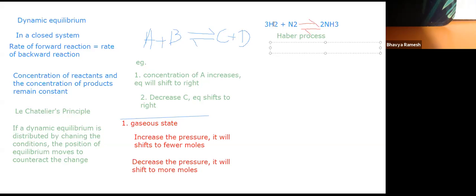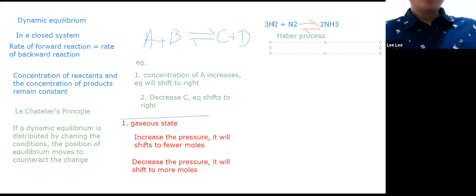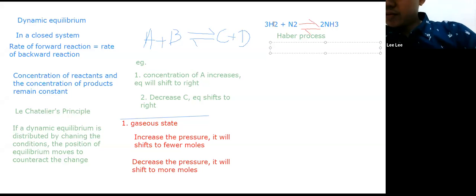So the Haber process is to produce ammonia. I want to ask you first, on the left hand side, how many moles of gas do you have? Hydrogen has 3 moles. Nitrogen has 1 mole. Ammonia on the right hand side is 2 moles. So the left hand side has how many moles?